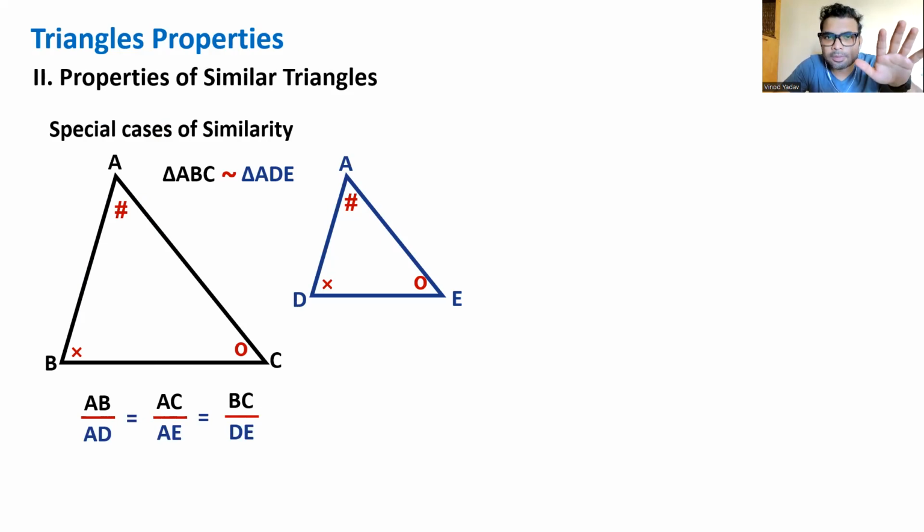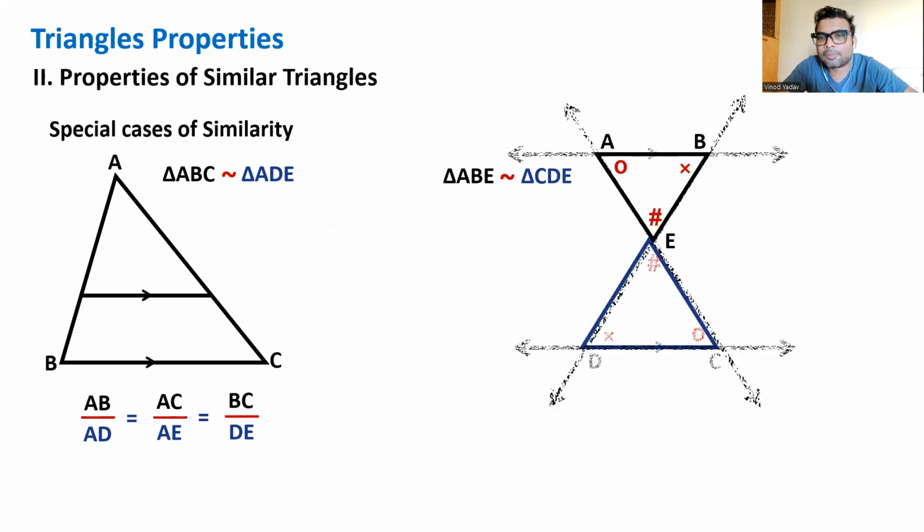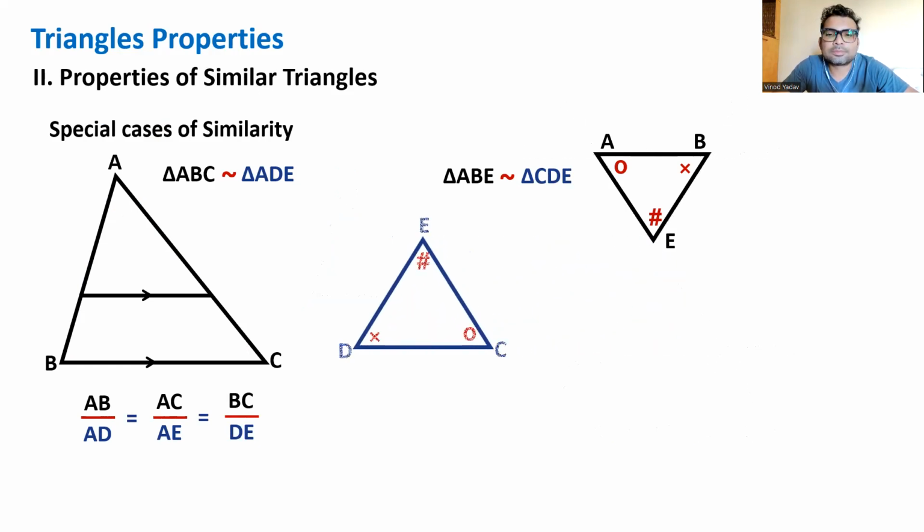All right. One more situation, something like this. Alternate, vertically opposite. So they are also similar. But just see the naming: A equal to C, तो A की जगह पे C आएगा, and B is equal to D, तो B की जगह पे D आएगा. So ABE is similar to CDE. And accordingly, you can write the corresponding sides. They will be in the same ratio.